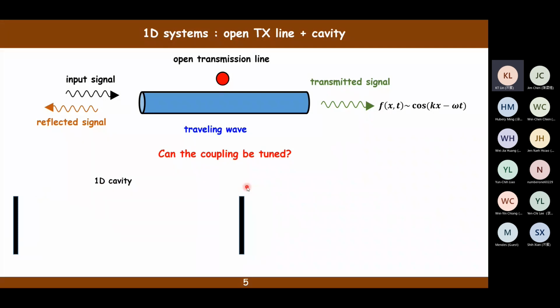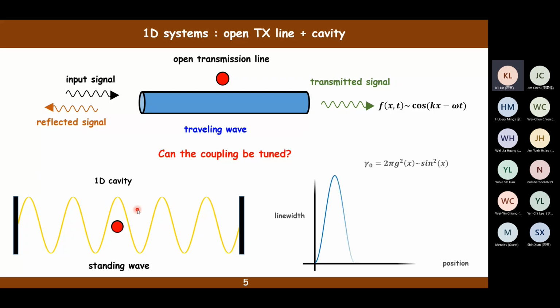Due to the boundary conditions of these two walls, which must be fulfilled, we can have a standing wave structure inside the cavity. So this means that now if we put the atom coupled to this standing wave, we can just tune or adjust the position of this qubit to have a different coupling strength.